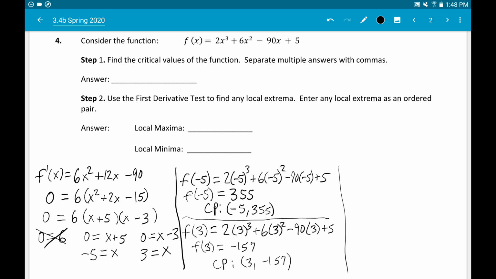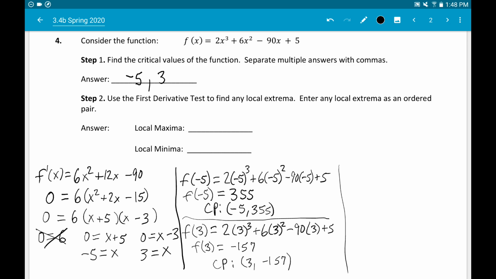Alright, so we got y values for those, so negative 5 and 3 are both going to be critical values. We can go ahead and list them here. It doesn't matter what order you write them in, just put a comma in between them. If you decide to put 3 comma negative 5 in that fashion, that would be perfectly fine. Just remember, it's just a list of x values, so there's no parentheses around step 1.